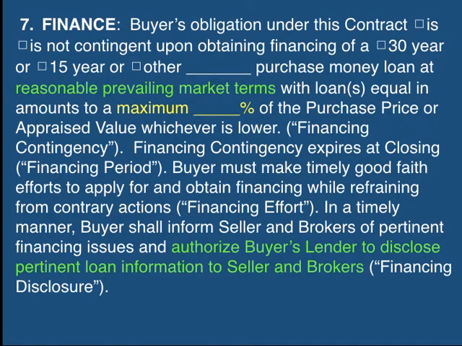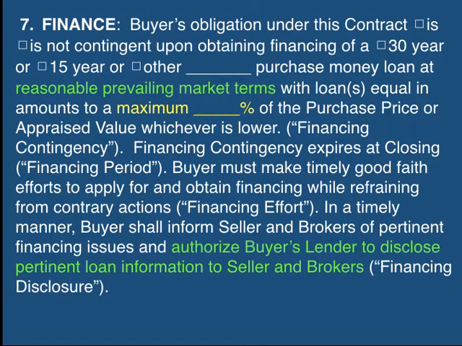Then it goes on to say the financing contingency expires at closing. We all have learned that you have no loan until closing. You don't have 100% approval until you go to closing. Then we say buyer must make timely, good faith efforts to apply for and obtain financing while refraining from contrary actions. This will be the financing effort. In a timely manner, buyer shall inform the seller and brokers of pertinent financing issues and authorize the buyer's lender to disclose pertinent loan information to the sellers and brokers.